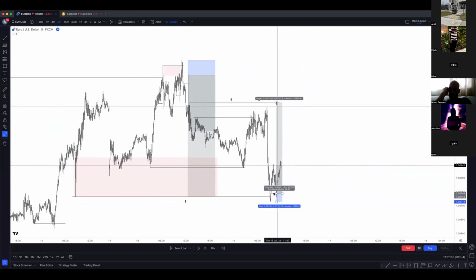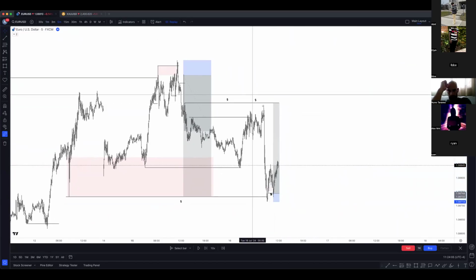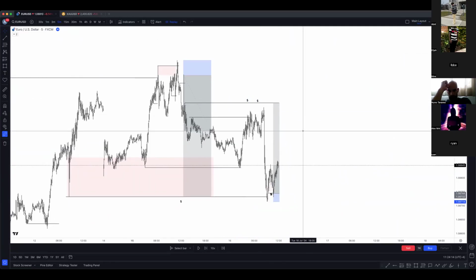I personally targeted, yes, so I held to the highs right here, okay? I believe I took some partials somewhere along the way, but yeah, pretty much, I was targeting here, right? Because of that liquidity that was sitting above. Took about 90% out right here, and then left the rest to run, right?